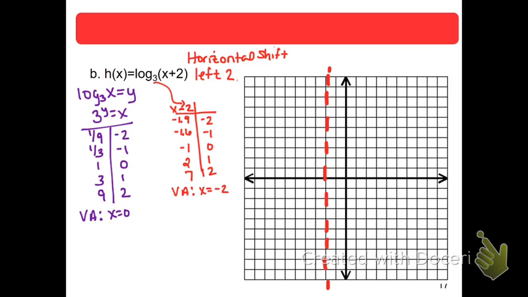Okay, and then let's graph our points. So -1.9 and -2, and -1.7, -1, and -1, 0, and 1, 1, and then 7, 2. So when we graph these, we can see our graph looks like that. All right, hope that helped, guys.